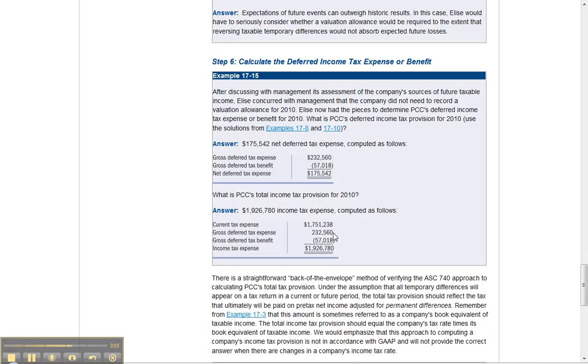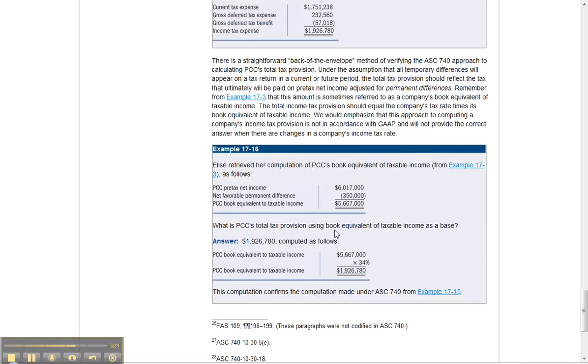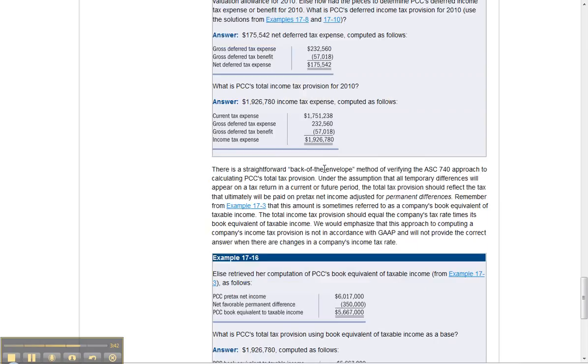Current, there's the deferred tax expense minus the deferred tax benefit, gets you to a total income tax expense of 1.926. A little shortcut method to get the same number is just to look at that book equivalent of taxable income. Remember, book income after permanent differences was this number times 34%. This is the total provision. And the reason why this number is the same as this total income tax expense is because the effect on the current tax liability from temporary differences is offset by the deferred tax expense or benefit.